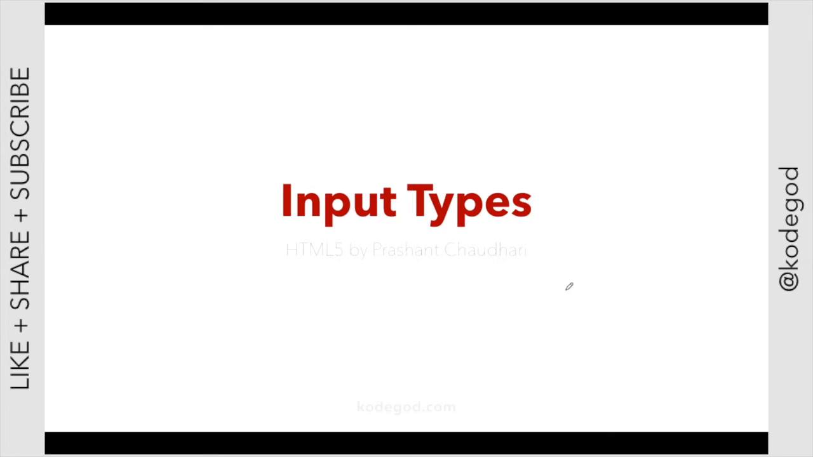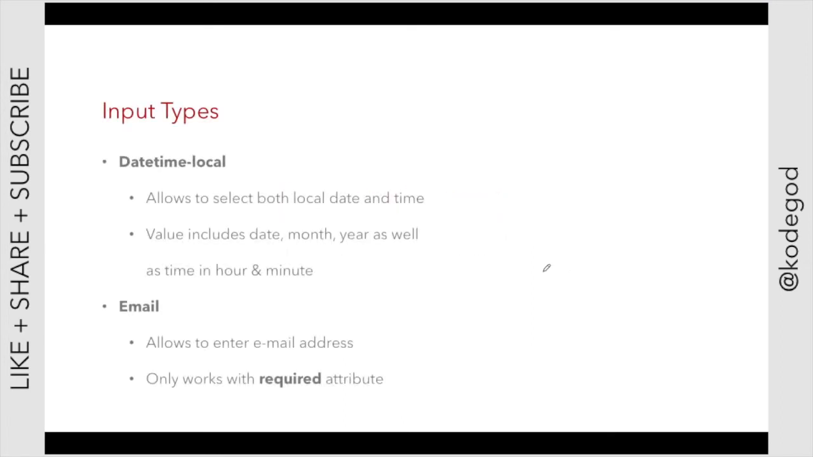Just to quickly revise the controls that we have seen in HTML5 as well, these are the slides for that. We have seen Datetime-local. It allows us to select both local date and time. The value includes date, year, along with the time in hour, minute, and gives you the option to select AM, PM. Then we have the email control, which we can use specifically for entering the user's email address. Ideally it works well with the required attribute, and once it becomes part of your form tag, it will start giving you validation errors as well.